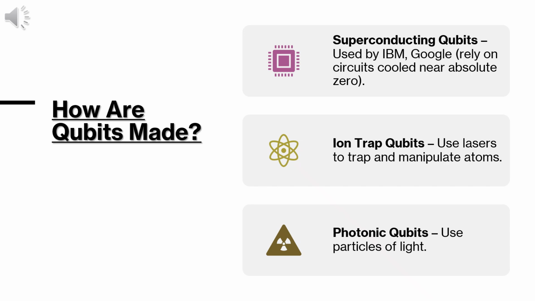There are several ways to create a qubit. One method is superconducting qubits, used by IBM and Google. These are circuits cooled to nearly absolute zero. Another is ion traps, where atoms are suspended and controlled using lasers. And then there are photonic qubits, which use particles of light. Each method has its strengths and weaknesses, and scientists are still trying to figure out the best way to scale up quantum computers using these technologies.